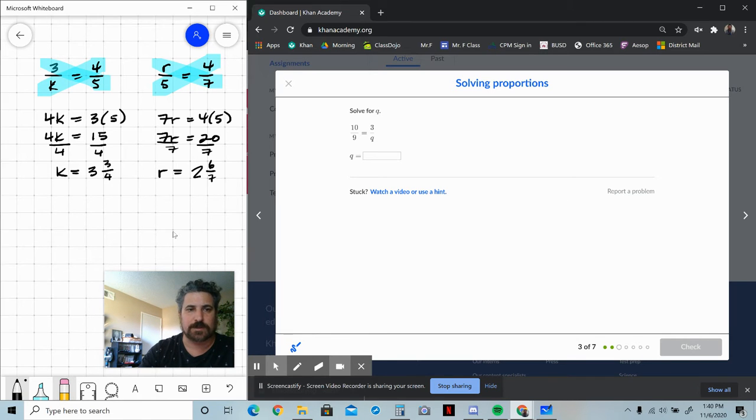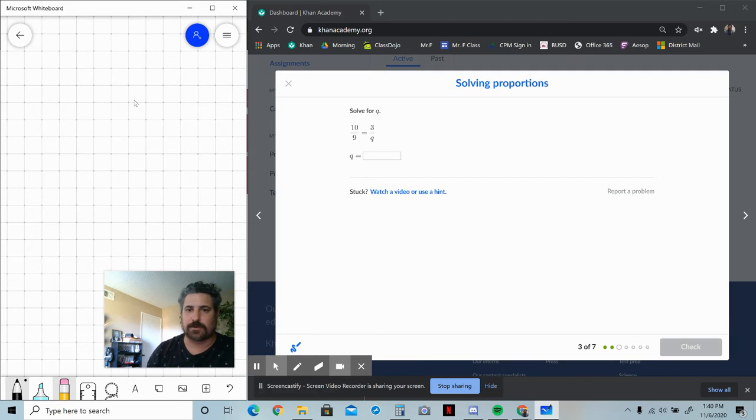Let me just move this up and make some room. This one is going to be 10 ninths is equal to 3 over q. Now, you might be looking at 3 and 9 saying, oh, yay, compatible. It doesn't work that way. The relationship has to be across the top, across the bottom, or on the left side, top to bottom or bottom to top, doesn't matter as long as you're consistent, or on the right side, top to bottom or bottom to top. I don't see any easy relationships here, so the next thing you're going to do is the cross product.